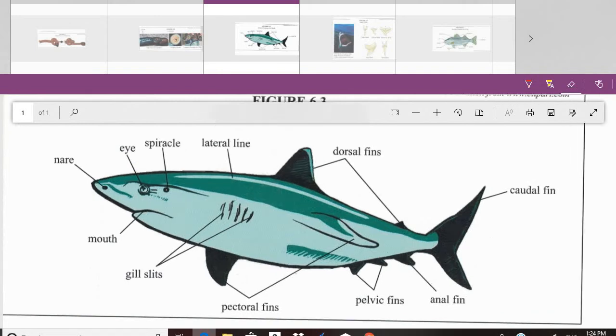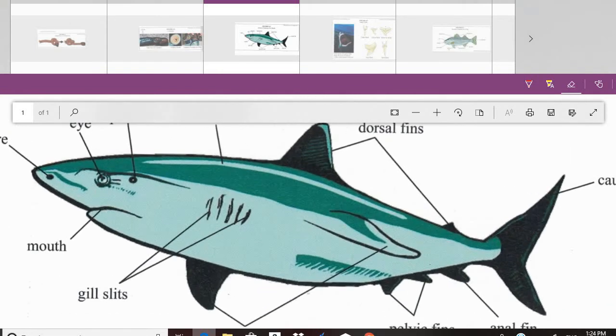Let's look at this picture. You can see the lateral line here. So here's the lateral line right here. So that lateral line allows them to sense vibrations and pressure, so that they can avoid obstacles that they might run into. I guess we don't have a picture of the ampullae of Lorenzini, but that's the organ that allows sharks to be able to detect where prey is.